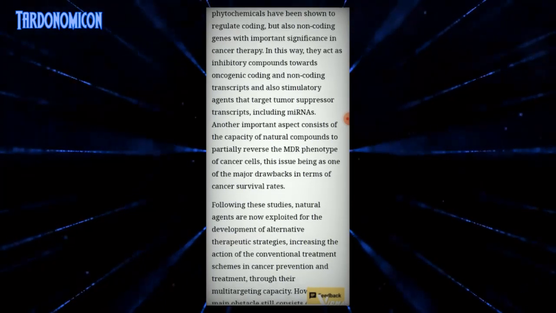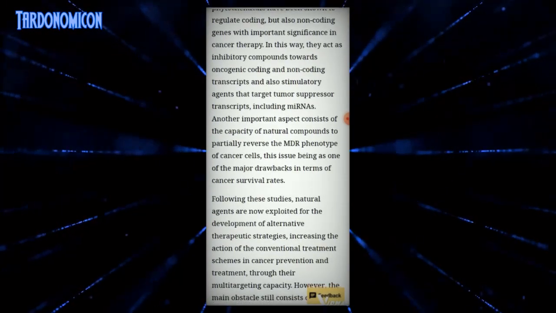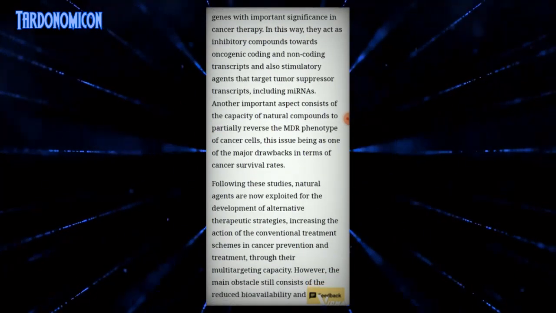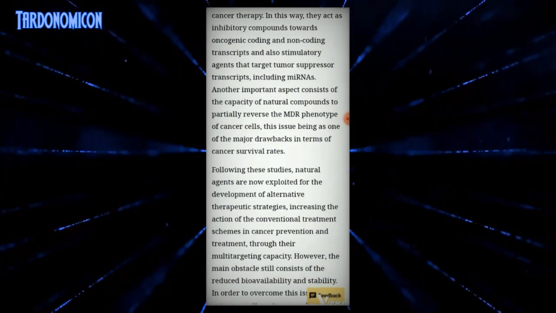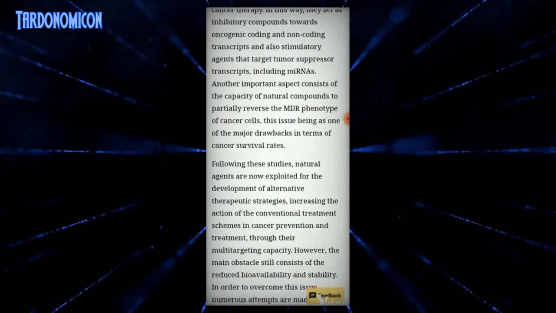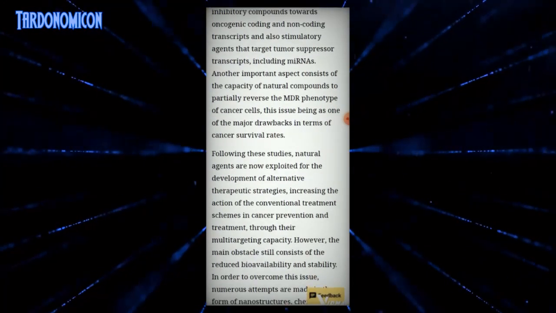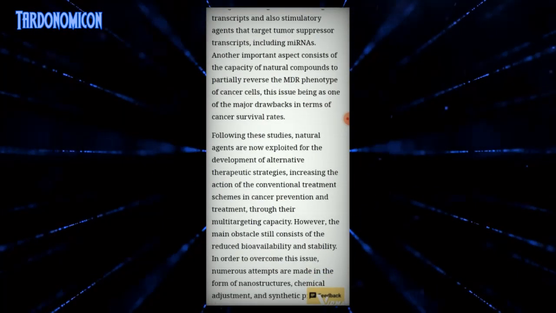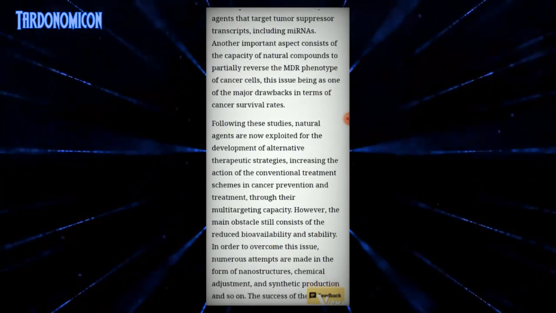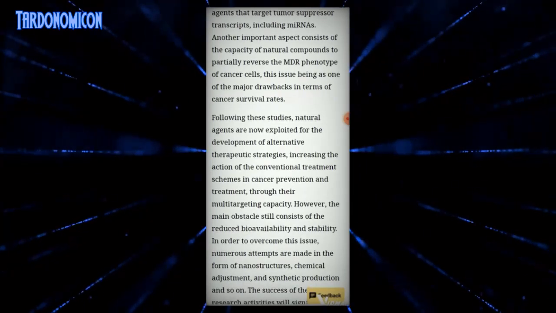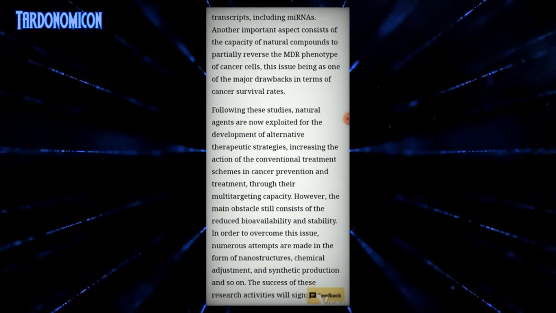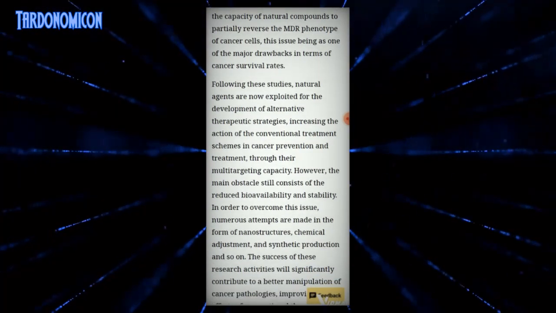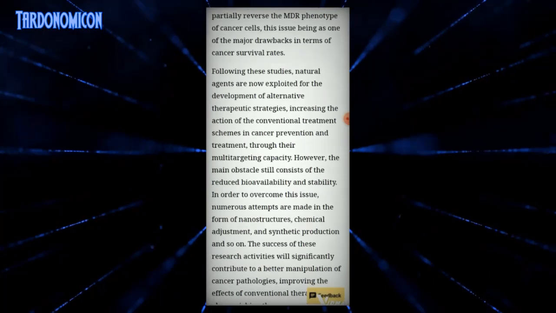In this way, they act as inhibitory compounds towards oncogenic coding and non-coding transcripts, and also stimulatory agents that target tumor suppressor transcripts, including miRNAs. Another important aspect consists of the capacity of natural compounds to partially reverse the MDR phenotype of cancer cells, this issue being one of the major drawbacks in terms of cancer survival rates.